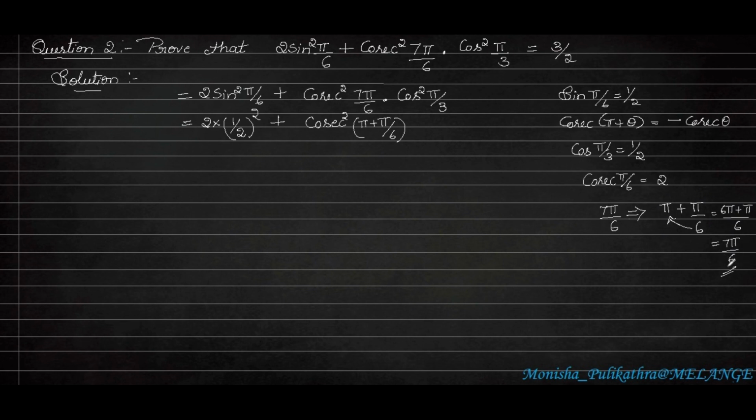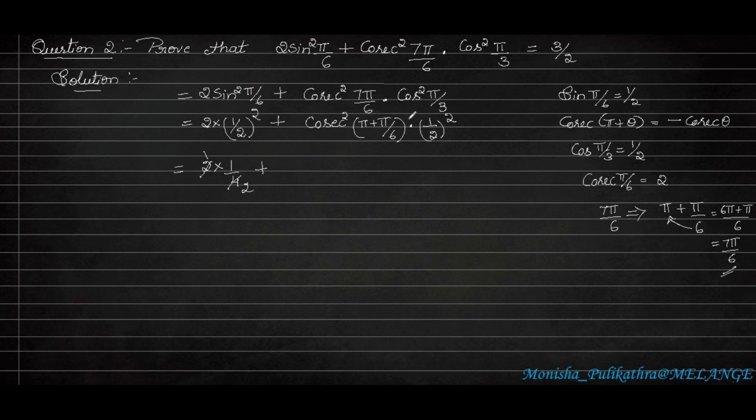So we can write this 7 pi by 6 as pi plus pi by 6. So instead of 7 pi by 6, I have written pi plus pi by 6, into cos pi by 3. Cos pi by 3 is half. So cos square pi by 3 is half square. Next, 2 into 1 by 2 square is 1 by 4. So 2 ones are 2, 2 twos are 4.